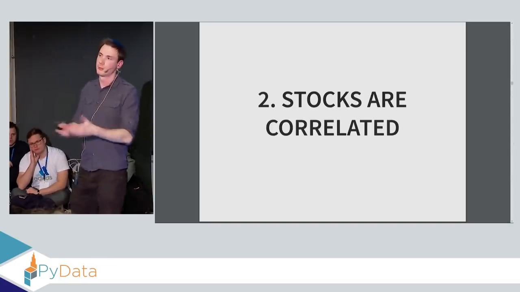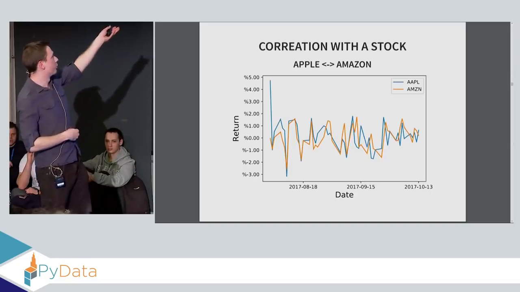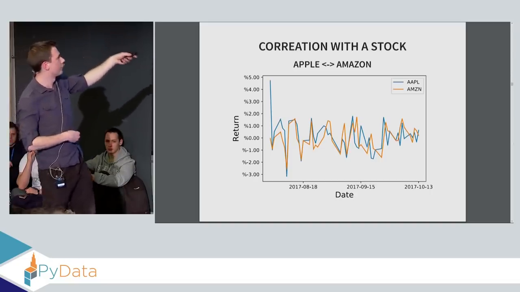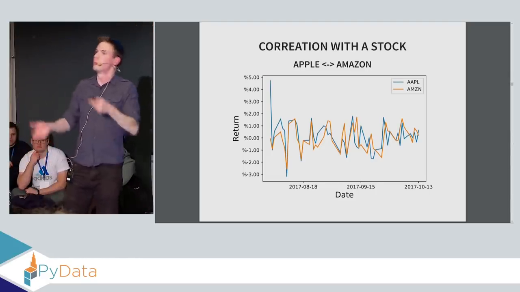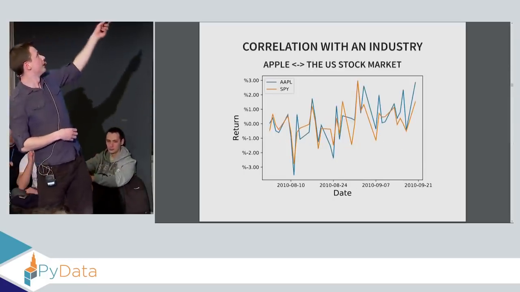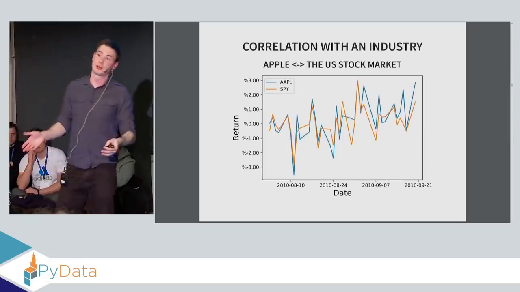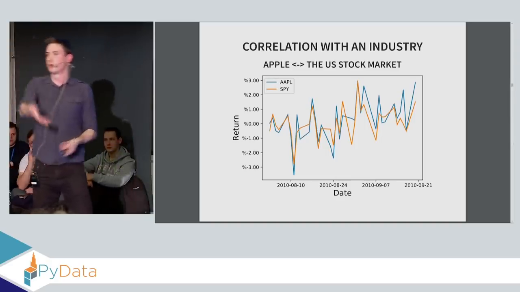So we leverage the second behavior of stocks, which is that stocks are correlated. So as an example, if we plot the returns of Apple, the change in price of Apple and Amazon, you see that these time series are very similar. They're both big tech companies, so they both correlate very well with each other. When one moves, the other one tends to move. Similarly, Apple is actually correlated with the whole US stock market. So if you take the top 500 US stocks, whenever it moves, Apple tends to move as well.